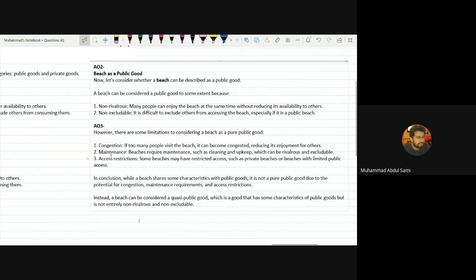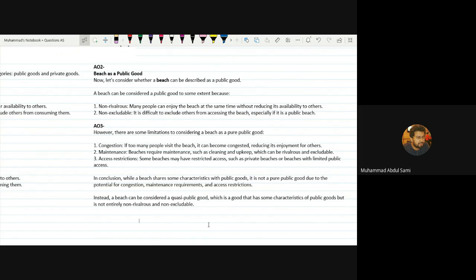The second point could be maintenance. Beaches require maintenance such as cleaning and upkeep, which can be rivalrous and excludable. The third point could be access restrictions: some beaches may have restricted access, such as private beaches or beaches with limited public access. So the access could be confined to some people, and the government might charge for it. So, what should be the conclusion?